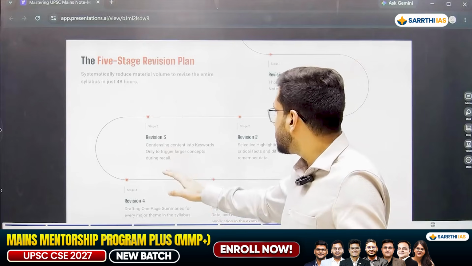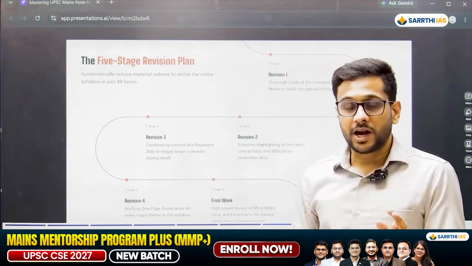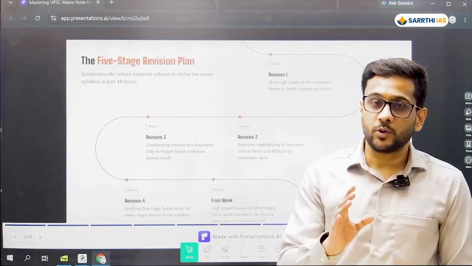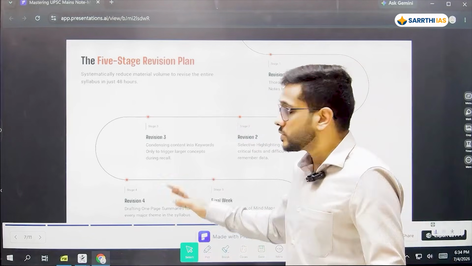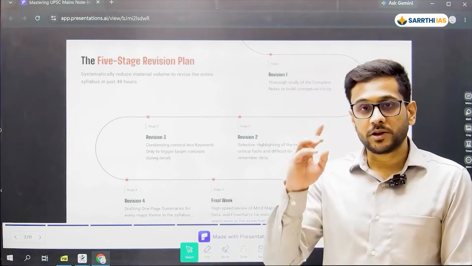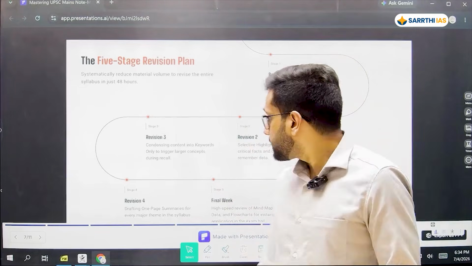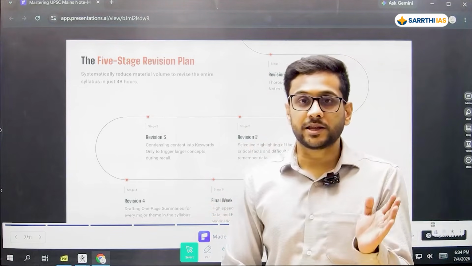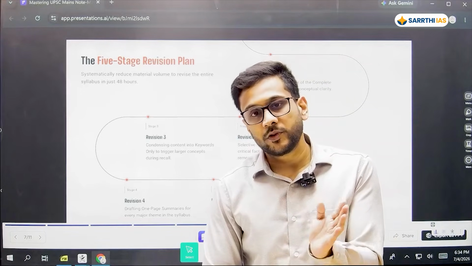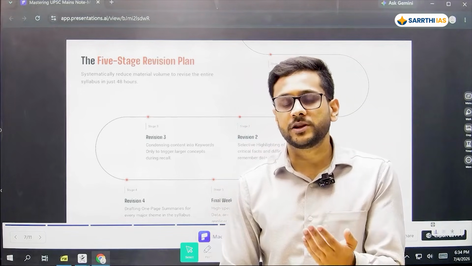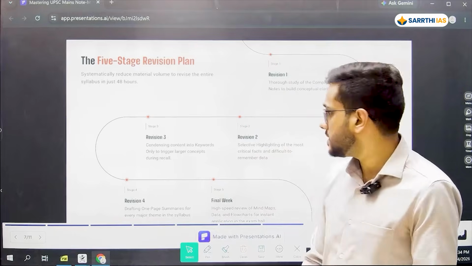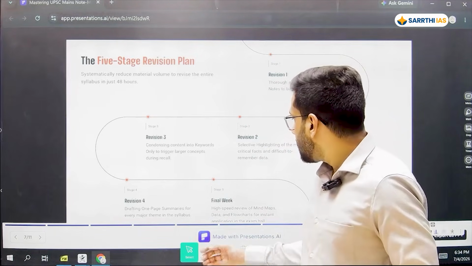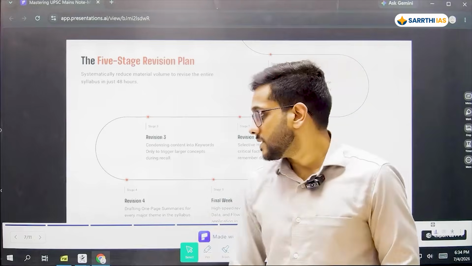Then in revision 3, you have to start preparing your notes where you have to condense your content into important keywords, so that when you read that keyword you are able to recall that larger concept. Then in revision 4 you will start removing some of the things which you feel you can remember and recall very easily. So you have to start preparing one page summaries for every major theme in the syllabus.